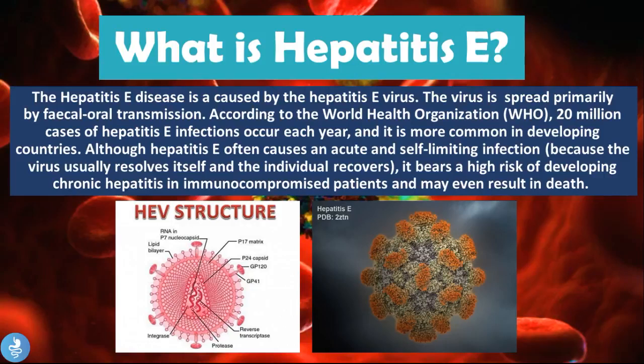death. So in my picture below, we have a picture showing the structure of the hepatitis E virus. The hepatitis E virus is an RNA virus and is spread primarily by fecal-oral transmission. That means that viral particles are present in an infected individual's feces, and when we come into contact with someone's feces, we are able to get the disease. So now that we know what hepatitis E is, let's take a closer look at the causes of hepatitis E.